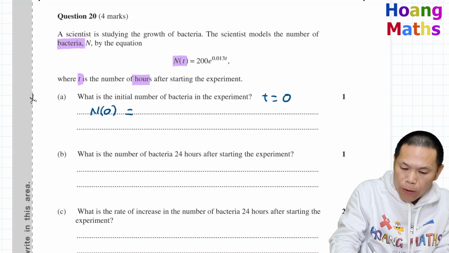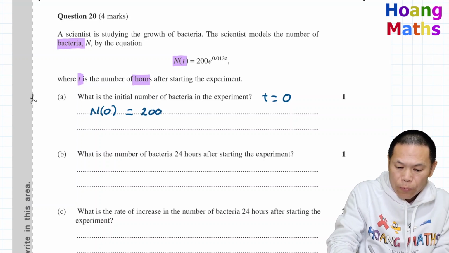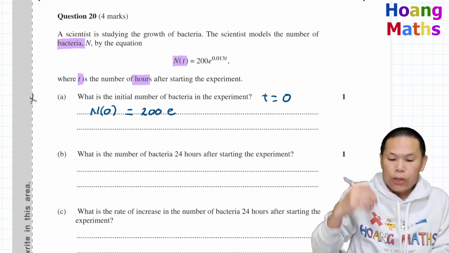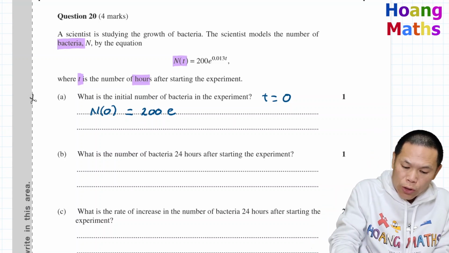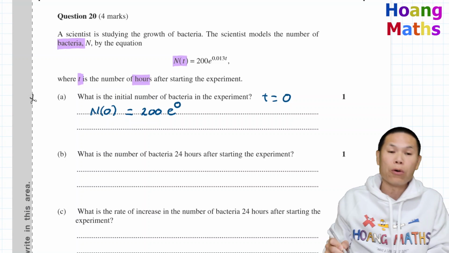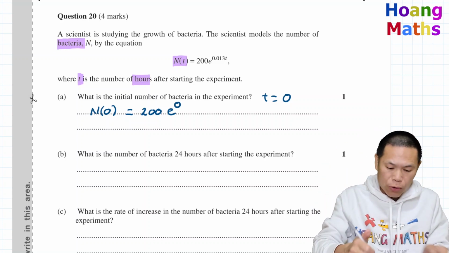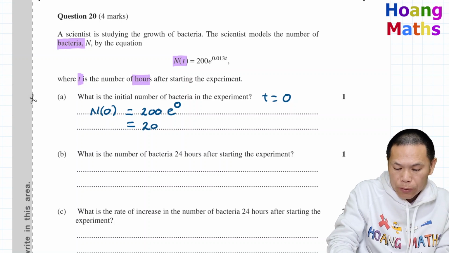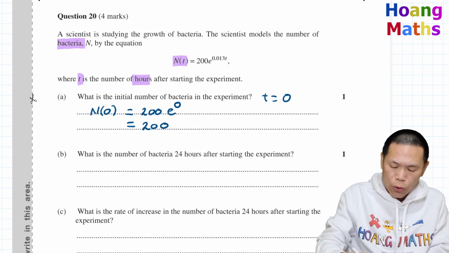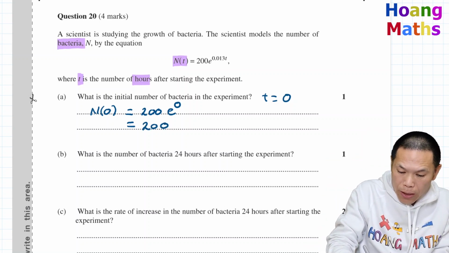That will give me 200 e to the 0.013 times 0, which is equal to 0 anyway. So e to the power of 0. But we know that e to the power of 0 is 1. So 200 times 1 is 200. So there you go, therefore 200 bacteria.